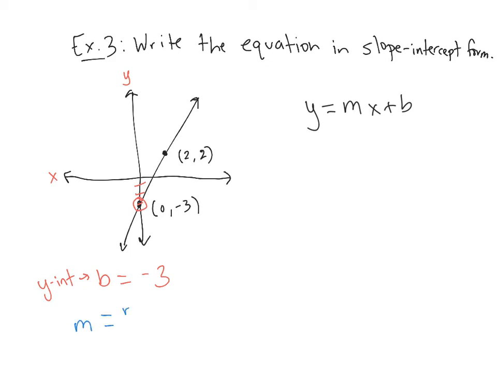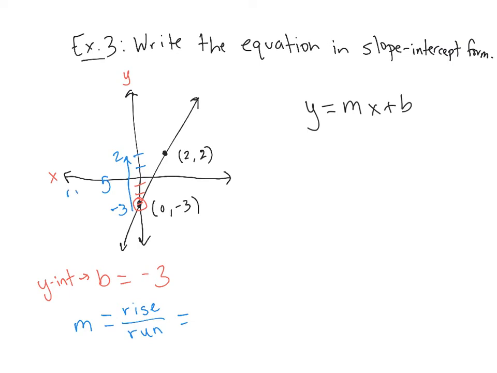And for m, I know from last week that that's equal to rise over run. And I should know right away this is going to be a positive slope because my line is trending up from left to right. So in this case, I'm going up from -3 to a y value of 2, which would be 3 spaces up to 0, and then 2 more up to +2. So I'm going up a total of 5 spaces.